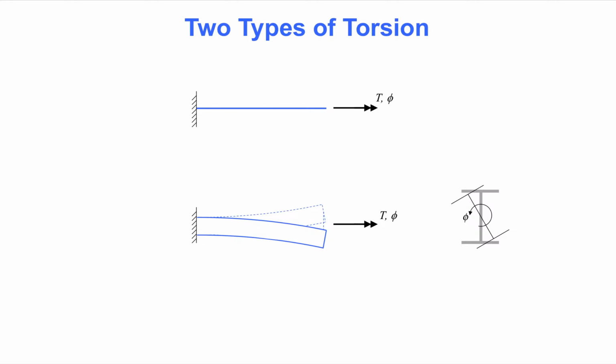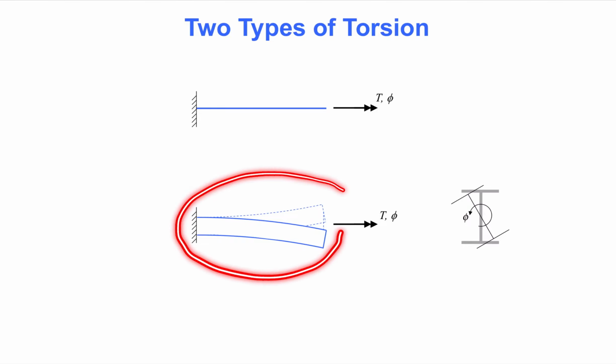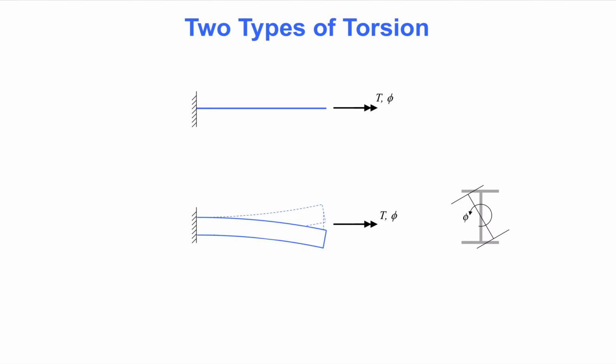This is a beam with a wide flange cross-section subjected to torsion. The cross-section shown in the gray color on the right-hand side rotates by an amount denoted by the symbol phi. Torsion is further visualized by the solid and dashed blue lines. The solid line is the top flange. The dashed line is the bottom flange. There are two types of torsion. One is called St. Venant torsion and the other is called warping torsion.